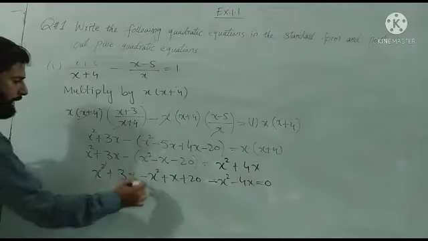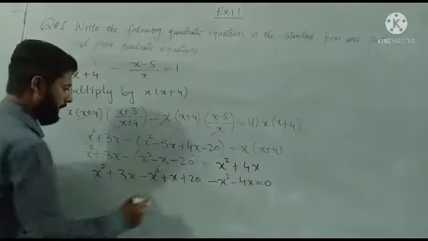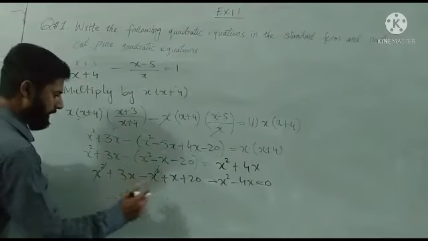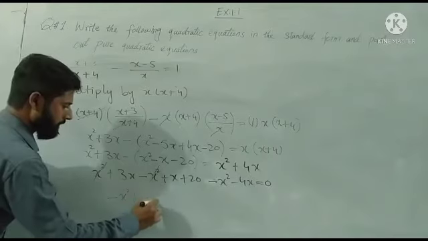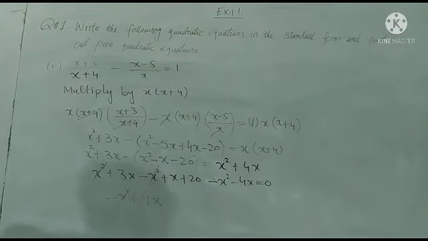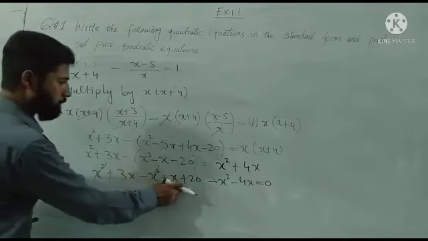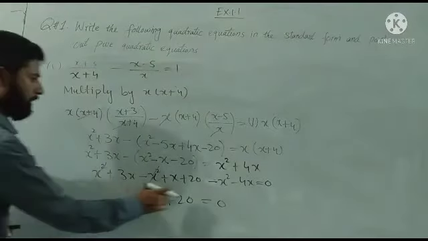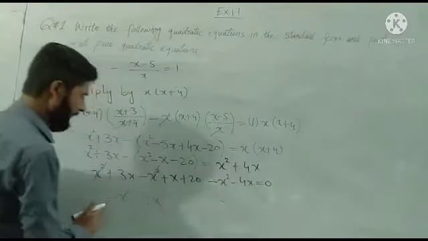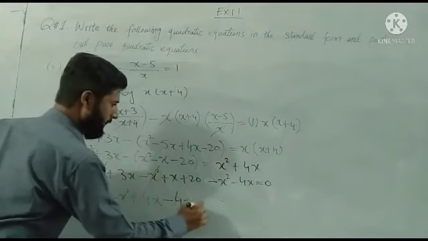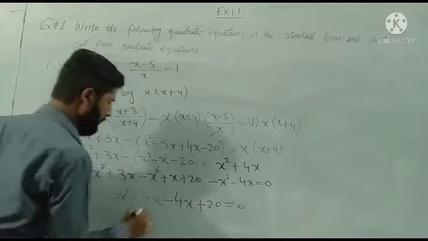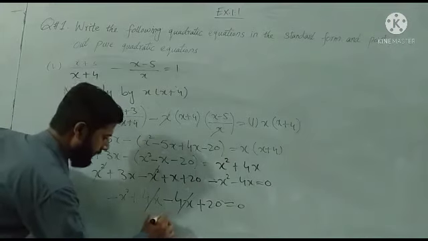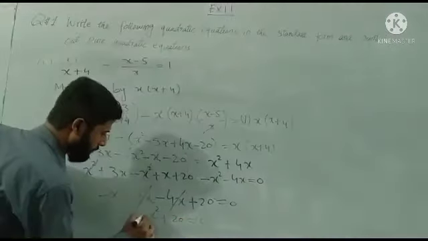Now x square will cancel with minus x square. The remaining is minus x square, 3x plus x plus 4x, and remaining is plus 20 is equal to 0. This minus 4x is also present, so minus x square plus 4x minus 4x plus 20 is equal to 0. This plus 4x will cancel with minus 4x. So the answer is minus x square plus 20 is equal to 0.